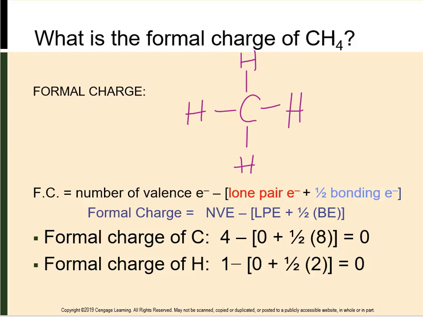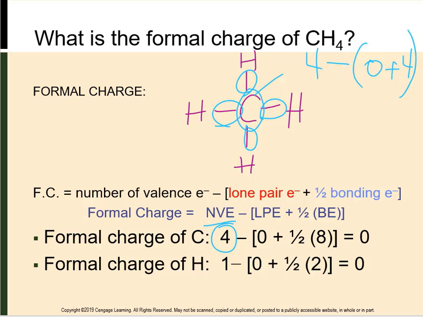Let's look at an example. Let's look at CH4, and calculate the formal charge of carbon in this compound. We need to take the number of valence electrons for carbon, which we know is 4. That's our NVE. We're going to minus the sum of our lone pair electrons, and if you look around carbon, there are no lone pairs. Then we need half of how many of the electrons around carbon are bonded. We've got 2, 4, 6, 8. What's half of 8? 4. So 4 minus 4 is 0. There is no formal charge on carbon.